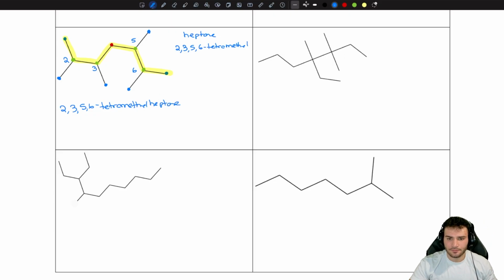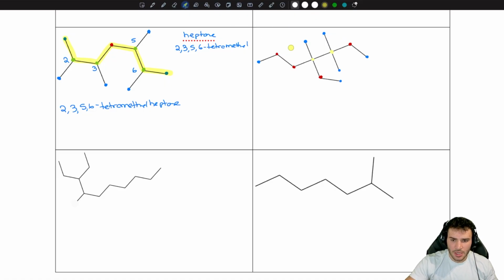Okie dokie. The next problem, our terminal carbons are right over here. Okay, our secondary carbons are here. Oh, one more secondary carbon. I actually don't see any tertiary, but I do see 2 quaternary carbons.